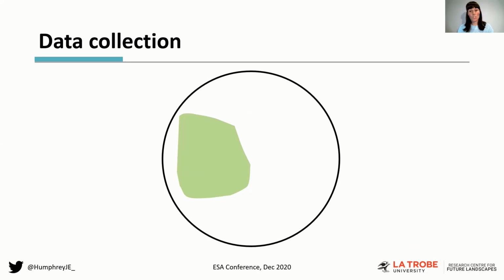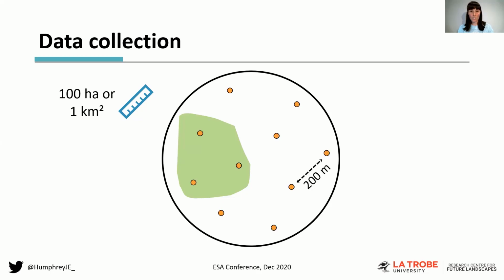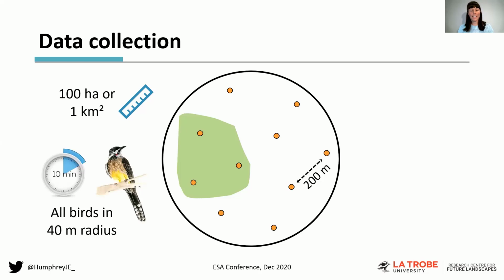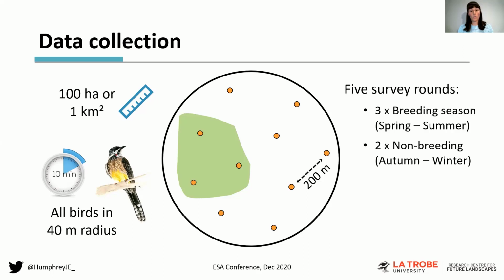Each of my study landscapes was circular, covering a total area of 100 hectares or 1 square kilometre. Within each landscape, I established 10 survey sites, spaced a minimum of 200 metres apart. Sites were allocated evenly across the area in proportion to the land uses present. At each of my 300 sites, I conducted a 10-minute point count to record all bird species seen and heard within a 40-metre radius. Overall, I conducted 5 survey rounds in a period of 16 months, from September 2018 to December 2019.